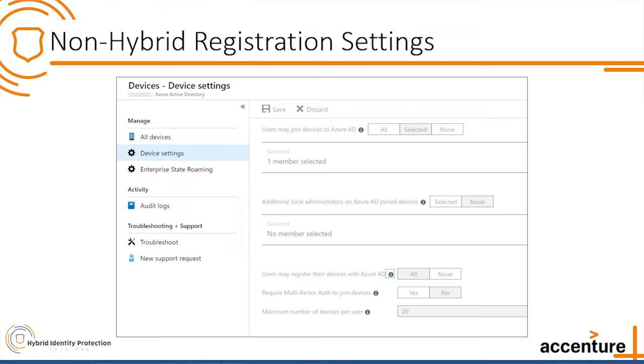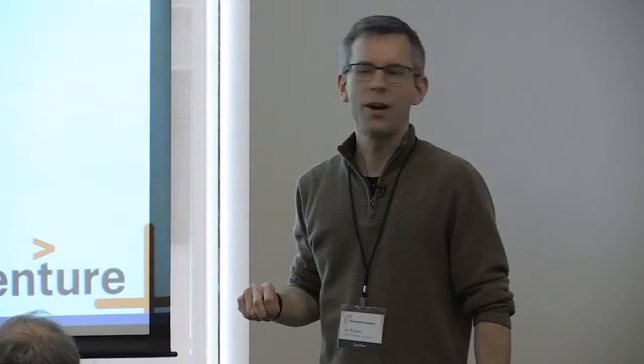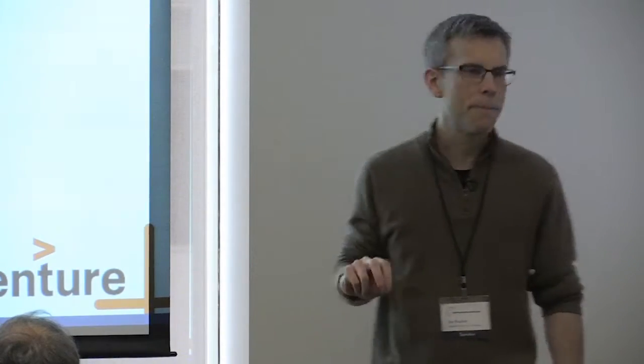So under devices in your Azure AD, go to device settings, and this stuff over here will control device registration for the Azure AD join use case. Do people understand the difference between hybrid join, Azure AD join, and work or school account? Should I explain that real quick? Okay, let me try and explain that real quick.